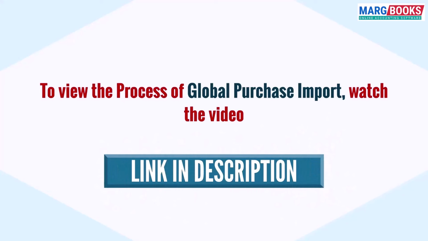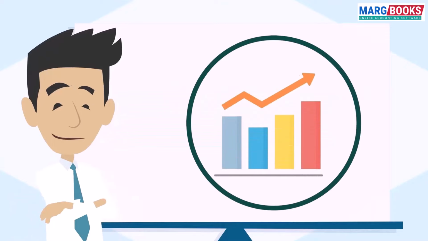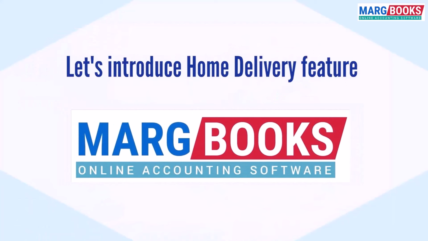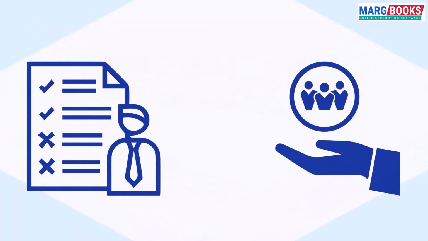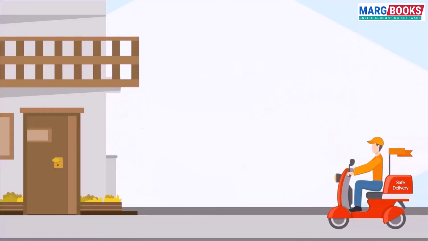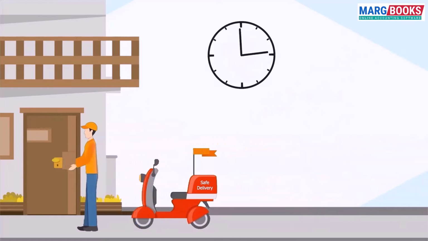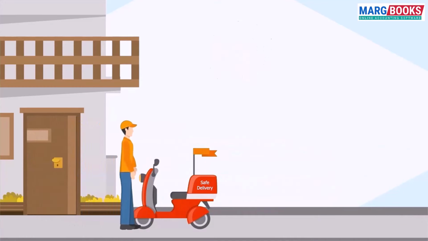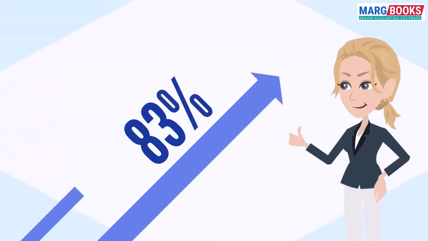Now, let's move on to the next topic: home delivery. In today's era, the demand for online orders and home delivery has increased significantly. So for this, MargBooks provides the home delivery feature. With the help of the home delivery feature, you can arrange home delivery of orders placed by your customers according to their requirements and convenience. This will enable you to ensure timely product availability to your customers and provide them with the convenience of home delivery, allowing you to build a better and stronger relationship with your valuable customers. This, in turn, will lead to long-term customer loyalty, and it will also boost your sales.